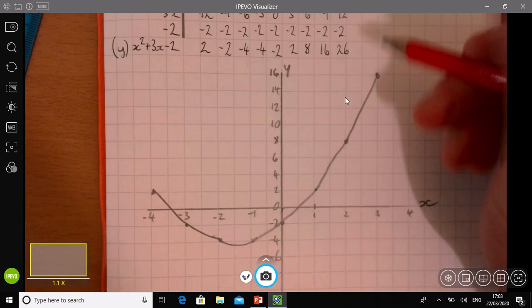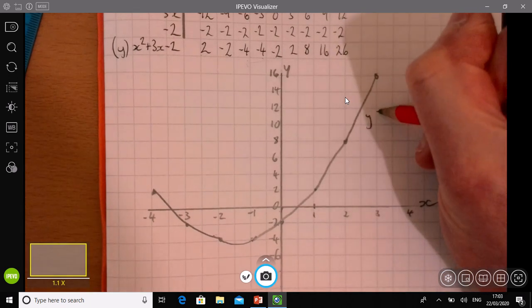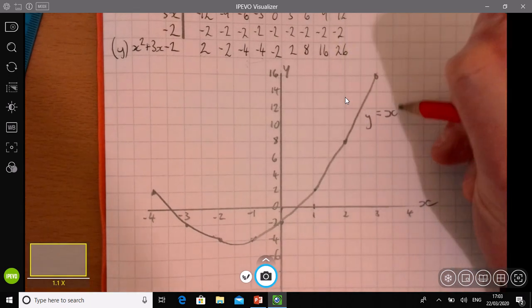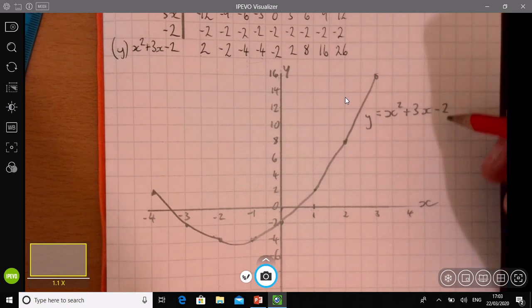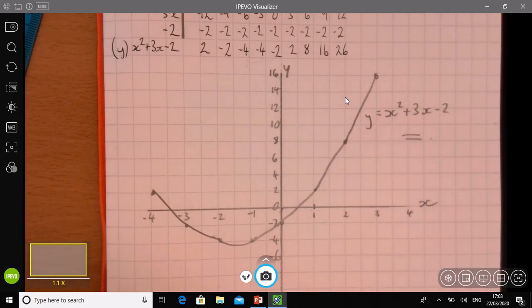Right, so I'm going to label this. So y equals x squared plus 3x minus 2. Okay, so if you're happy with that, have a go at doing a few of your own. Okay.